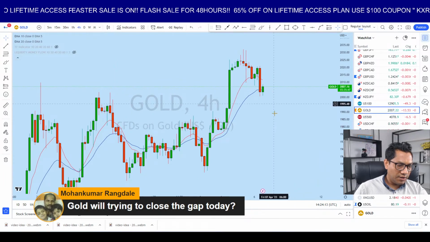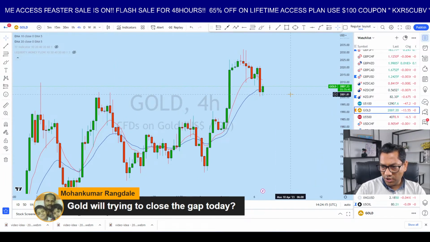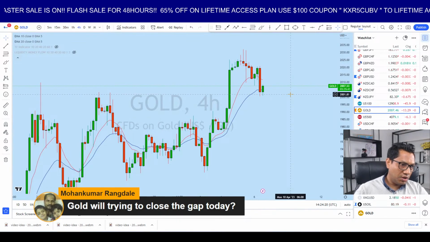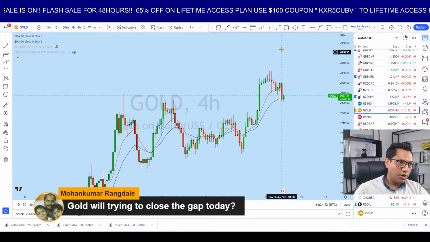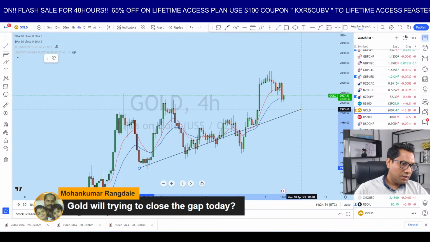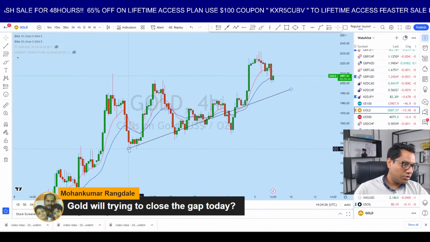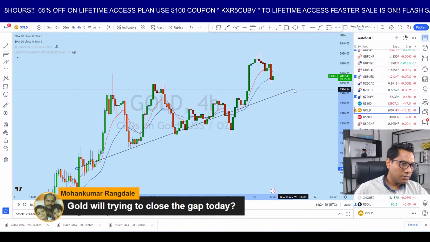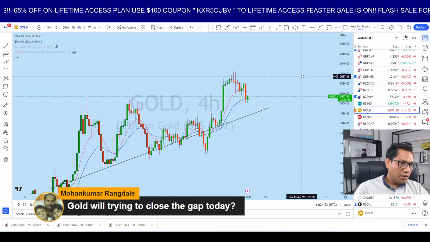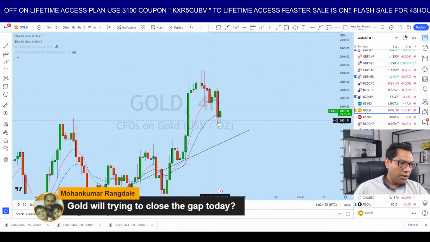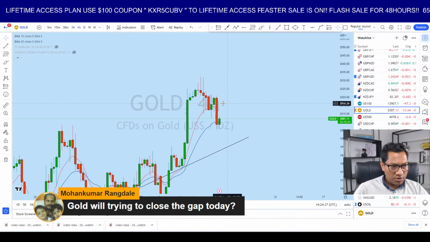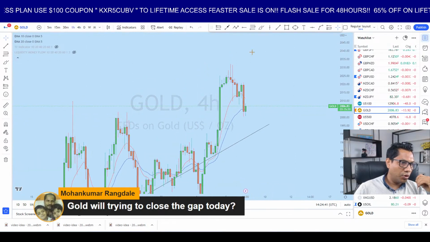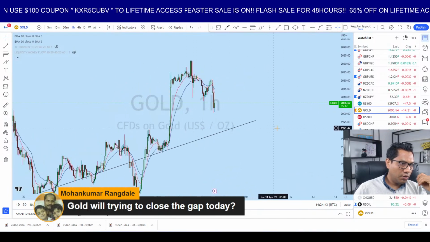Let it form a structure that we can trust for a potential bullish setup. You can see that this is a support on gold, this trend line, and it could be bullish from here. Once it starts its uptrend again, then only we can look for a potential buying opportunity on gold.